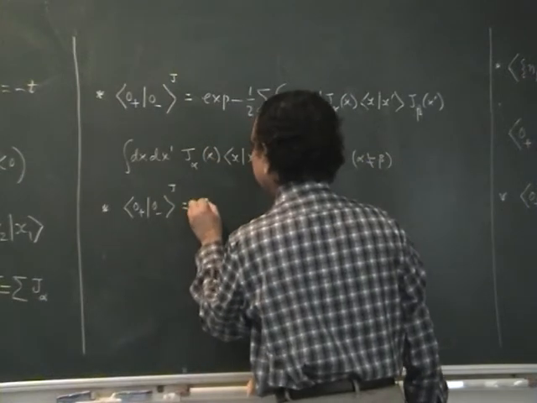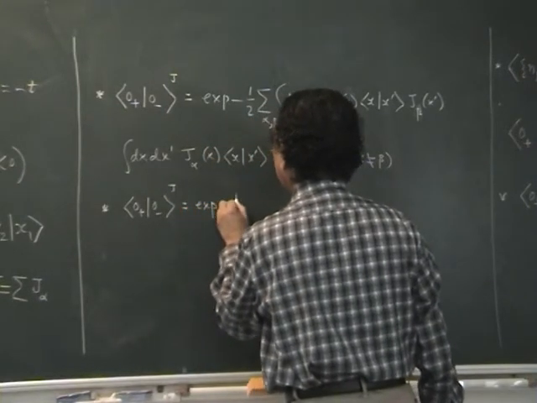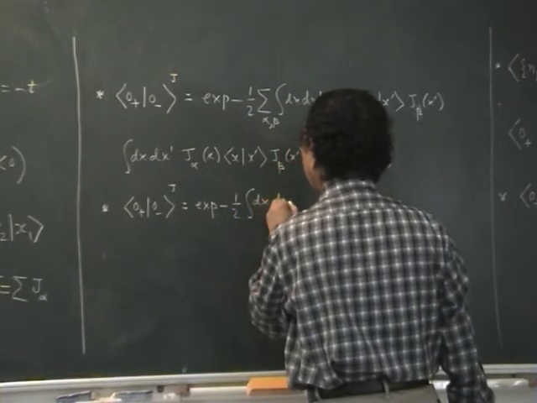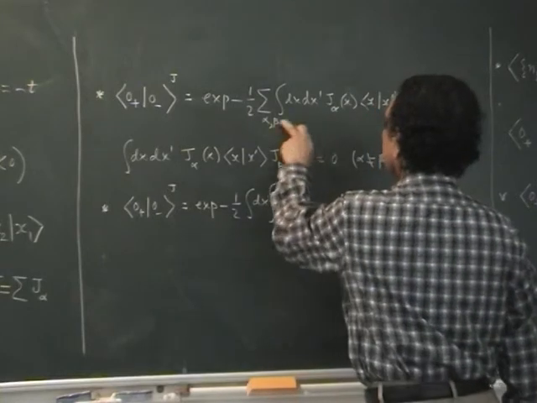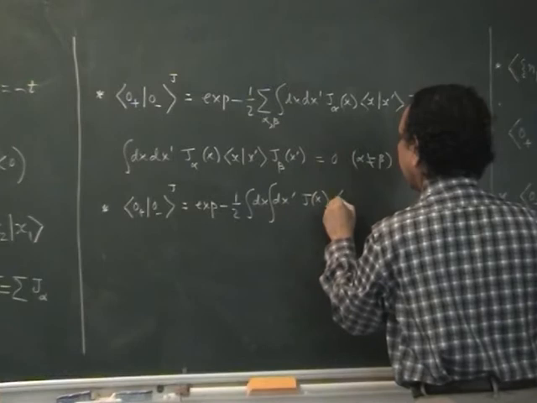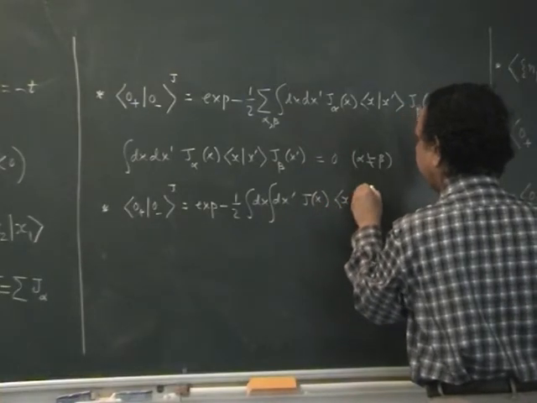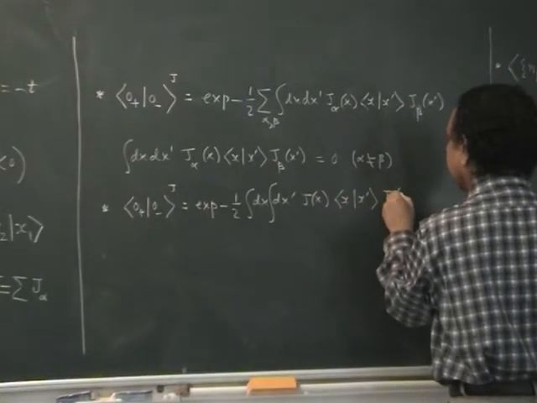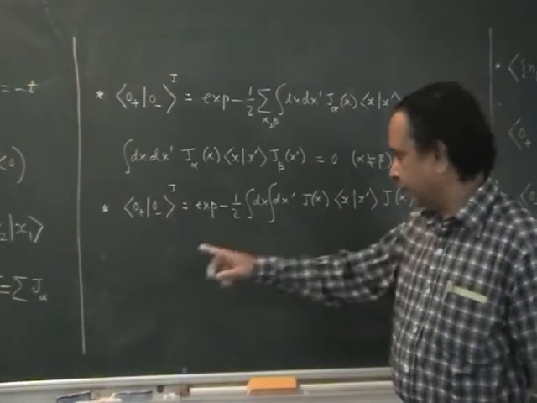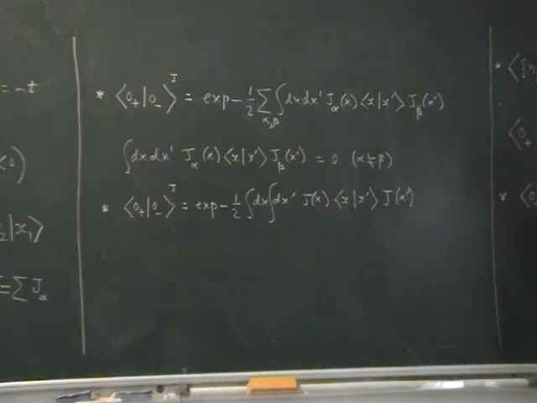It is exponential minus half integral dx prime, summation over alpha of J alpha will give you J at x prime J at x. I mean, which is what I originally wrote down. And of course, if you expand it out, it has this nice interpretation of creating several particles at a given momentum state and giving you the resulting picture.